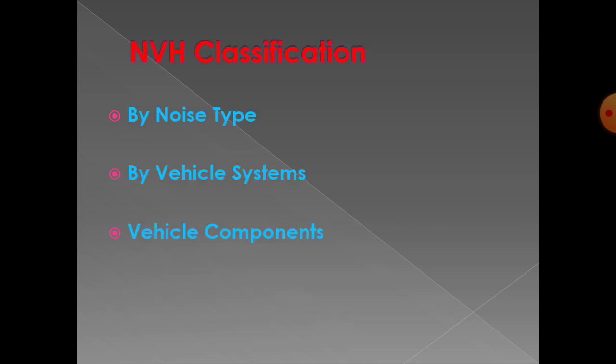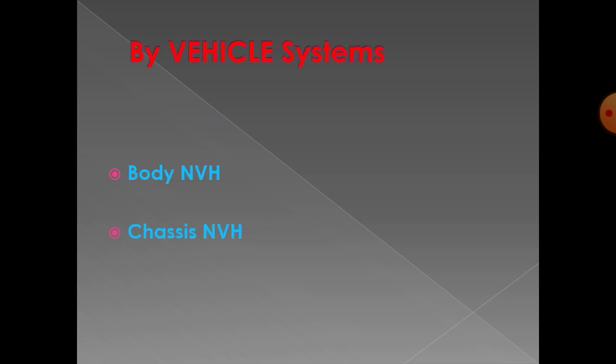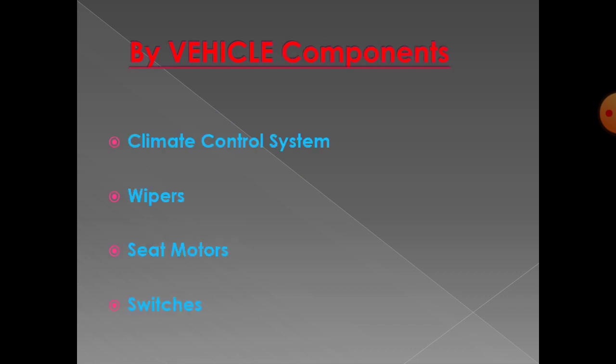Then NVH classification. Noise, vibration and harshness is classified by noise type, by vehicle system and by vehicle component, right? So that is a simple classification. By noise type, it is subdivided into four types: road NVH, wind noise, powertrain or drivetrain NVH, then squeak or rattle, right? Then by vehicle system, there is body NVH and chassis NVH, right? Then by vehicle component: climate control system, wiper, seat motors and switches.